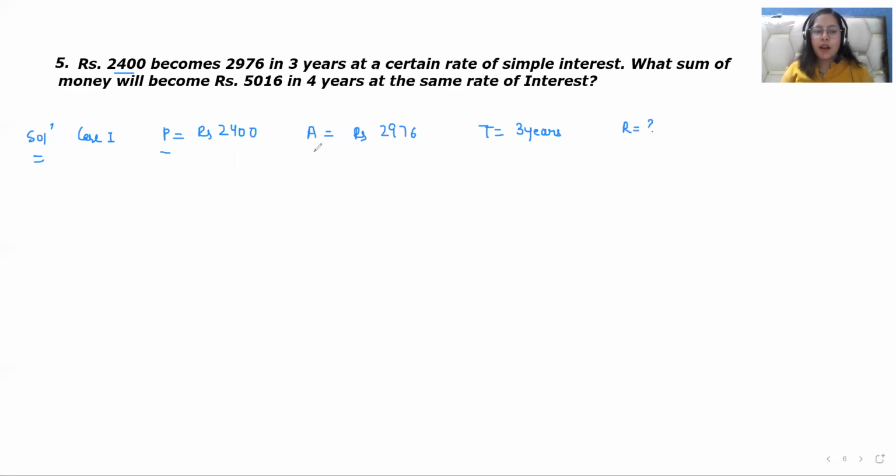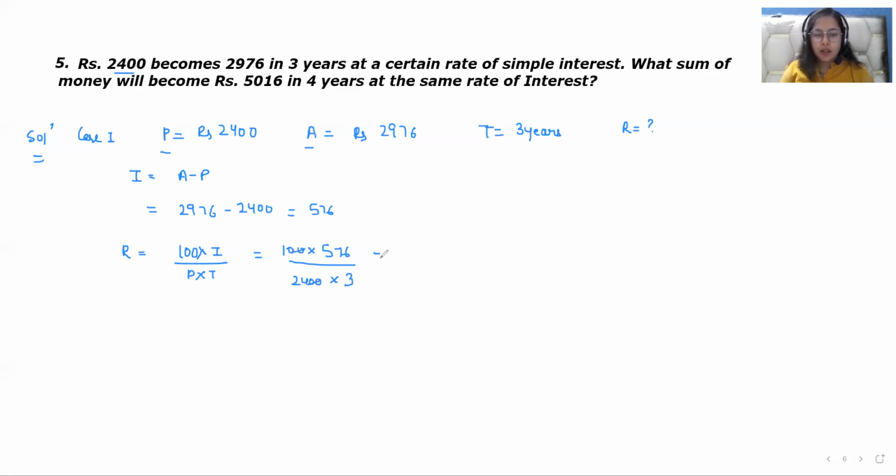With the help of principal and amount, can we find the value of interest? Yes. We can find the value of interest by subtracting principal from amount. Amount is 2,976 and principal is 2,400. So our interest is 576. So we can now simply find the value of rate because we have all the values: 100 multiply interest over principal into time. So 100, what is our interest? 576. Principal is 2,400 and time is 3 years.